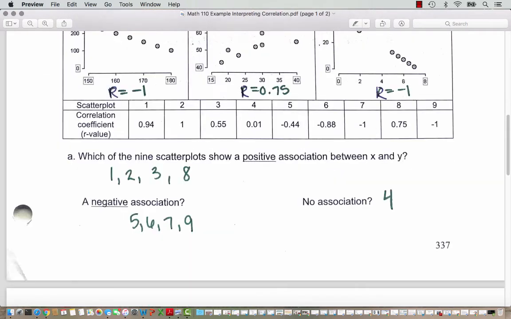So then question A asks us to identify which scatter plots show a positive association between x and y. So those are scatter plots 1, 2, 3, and scatter plot 8. Which of the scatter plots have a negative association? Those were scatter plots 5, 6, 7, and 9. And then which have no association? That was scatter plot 4, where the correlation was really close to 0. It was 0.01.